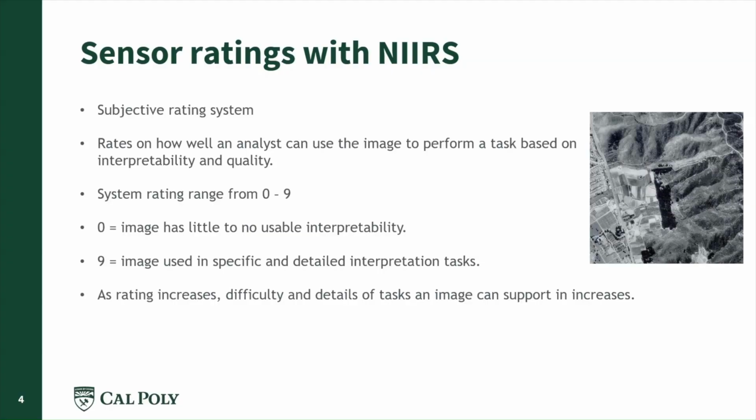Sensors are rated on a subjective rating system. This system rates how well an analyst can use the image to perform a task based on interpretability and quality. The rating ranges from 0 to 9, where 0 is an image that has little to no usable interpretability, and 9 is an image that is used in specific and detailed interpretation tasks. As the rating increases, the difficulty and detail of the tasks an image can support increases. Here we have an image that can be graded and rated using the scale based on an analyst's own subjective opinion on how they can use it.